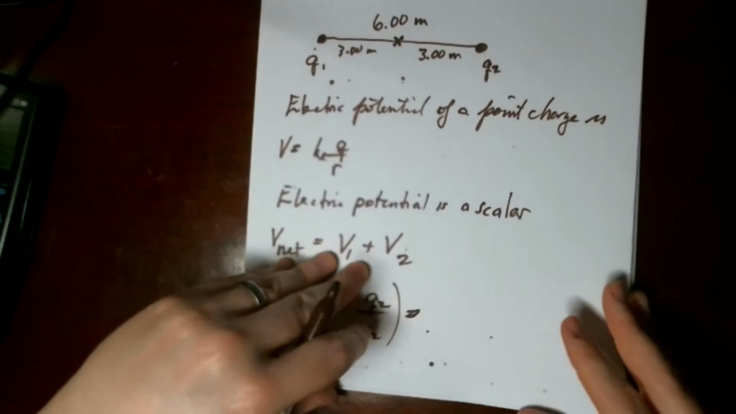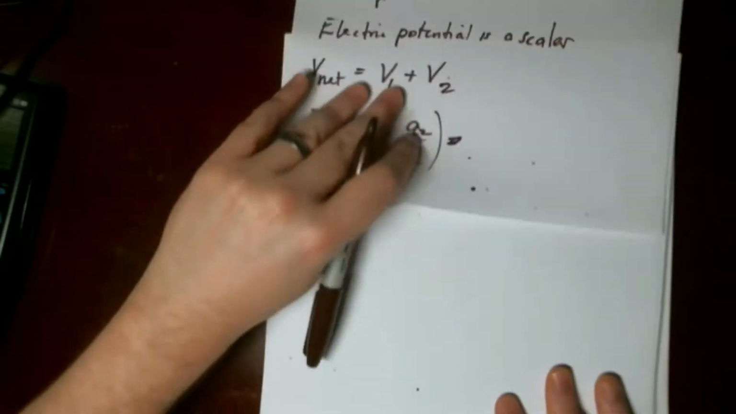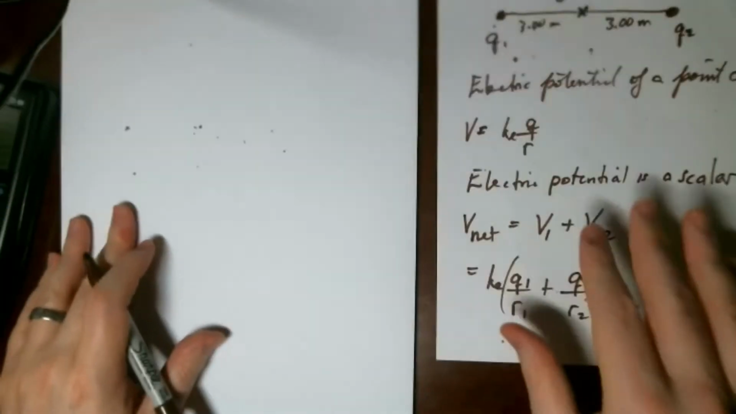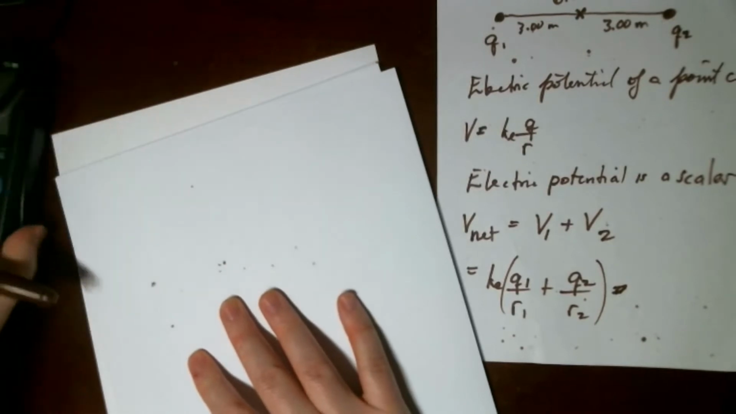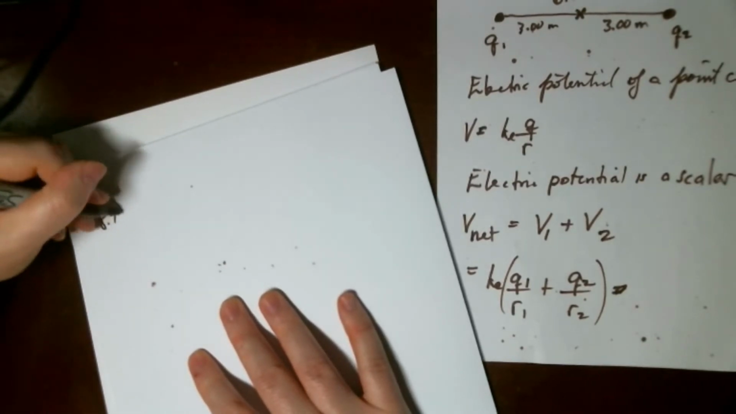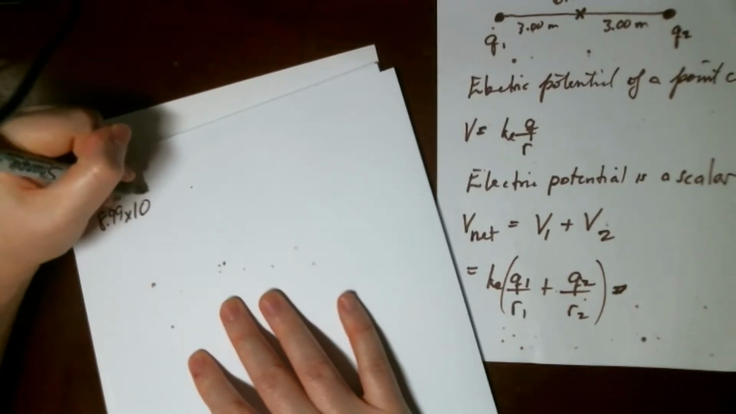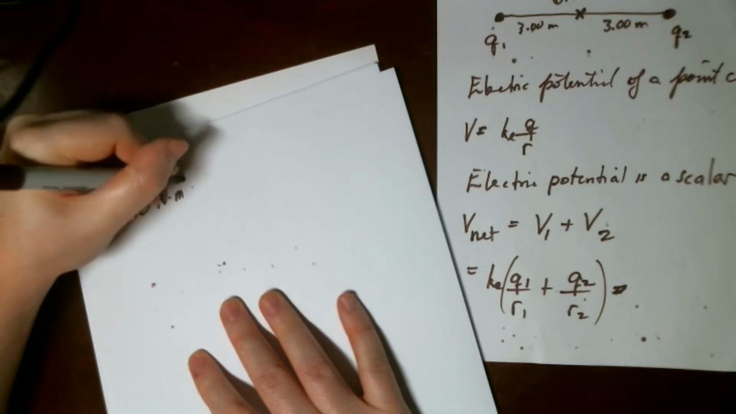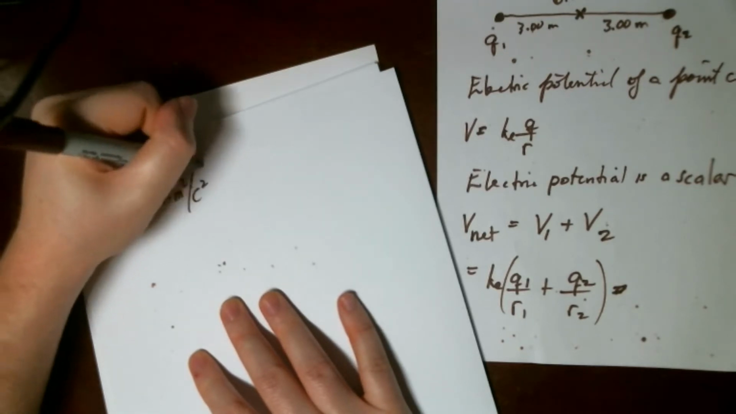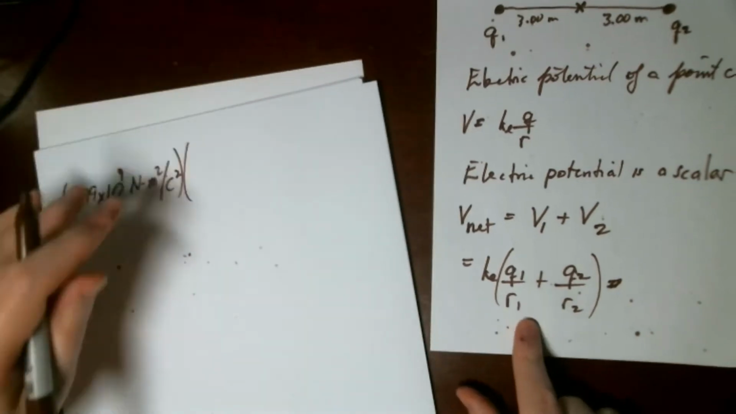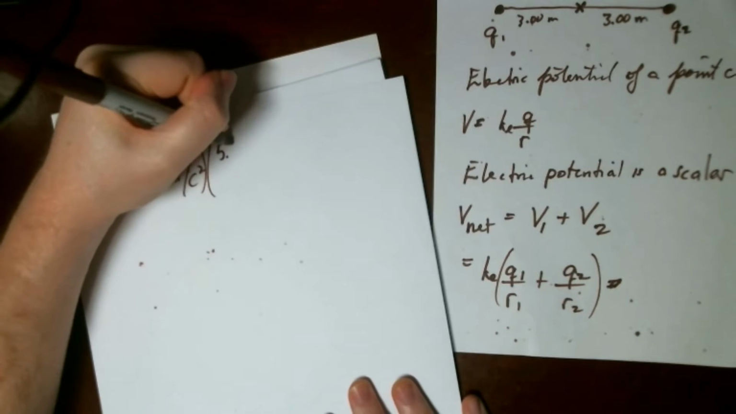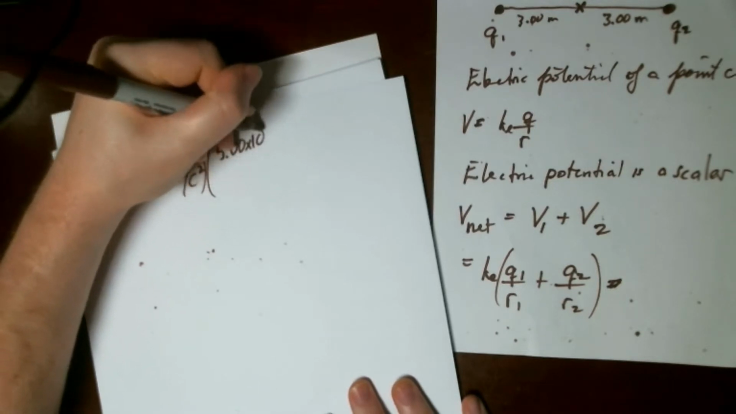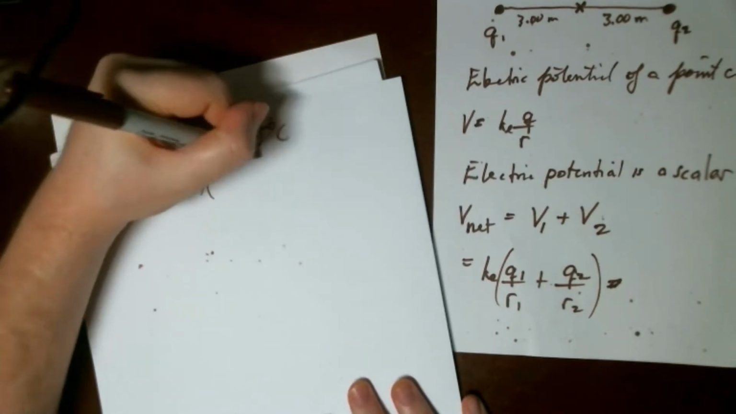I'm going to go on another sheet of paper so I have more room. Alright, so let's substitute. We have our electrostatic constant, which we already know is 8.99 times 10 to the 9 newton meters squared per coulomb squared. And then we have our sum of potentials. So Q1 and Q2 are the same in this problem, so this is a little simpler than other problems.